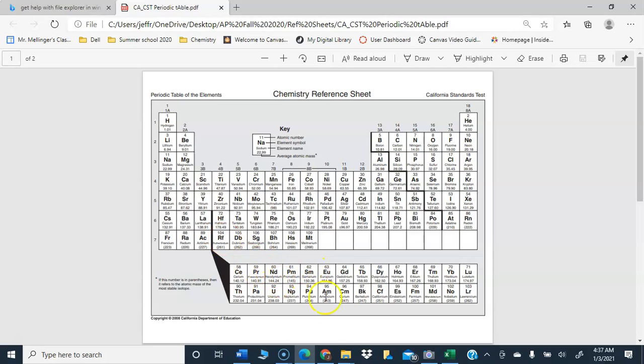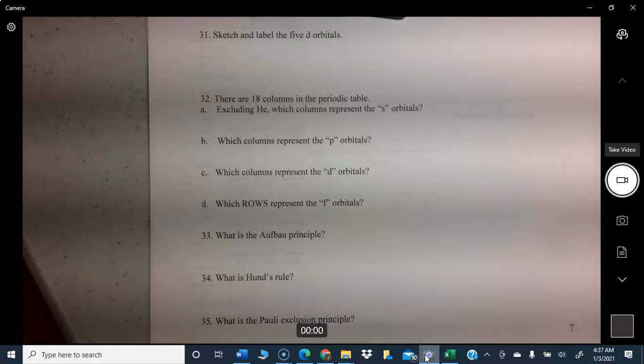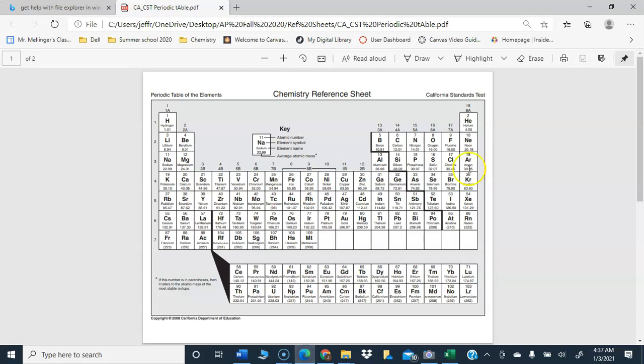Again, I'm just going to talk you through these. I want you to put these in your own words. Next question. Which columns represent the p orbitals? This is 32b. So we come over here, and this block almost looks like a perfect square. Over here, from boron to neon and down to radon. That is the p orbital. You notice there's 6 elements there. There's 3 p orbitals, px, py, pz. Each one can hold 2 electrons, so that's 3 times 2 is 6 total.